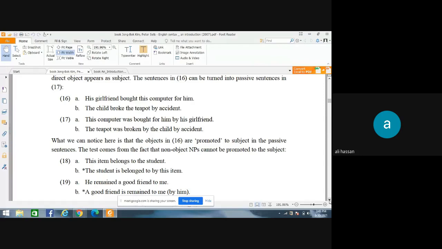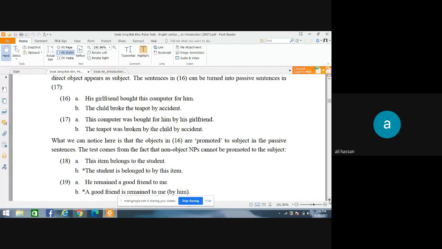16A, his girlfriend brought this computer for him. The child broke the teapot by accident. 17A, this computer was bought for him by his girlfriend. The teapot was broken by the child by accident. What we can notice here is that the objects in the 16 are promoted to subject in the passive sentences. The test comes for the fact that non-object noun phrases cannot be promoted to the subject.